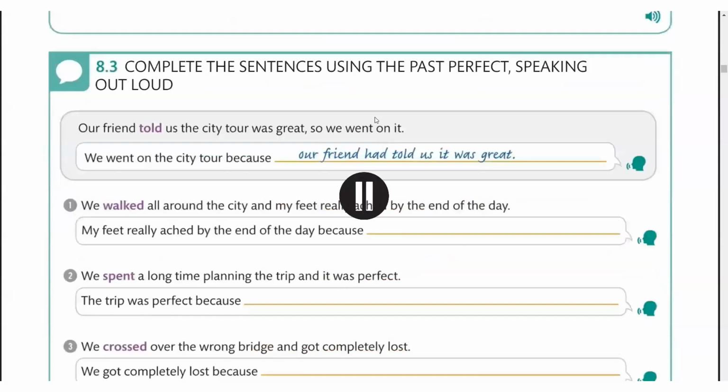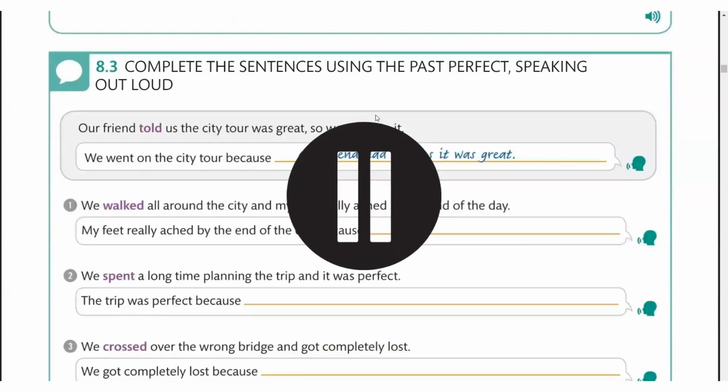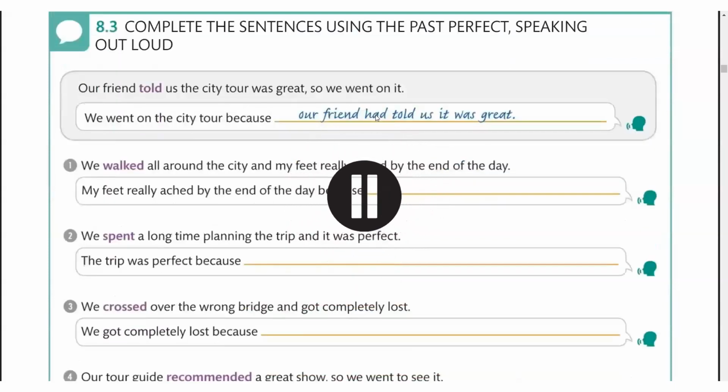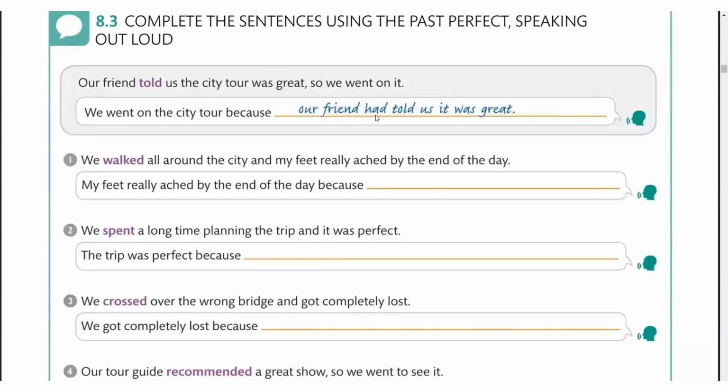Now here we're going to practice the past perfect tense. So we're just going to go ahead and type them in. Let's look at our first example. So remember how we formed the past perfect tense? We have had, that's how we know we're in past perfect, and then we're going to have the past form of the verb. So let's look at the examples here. Our friend told us the city tour was great, so we went on it.